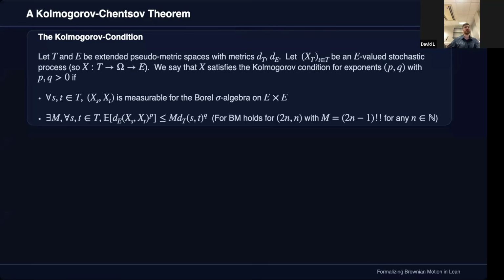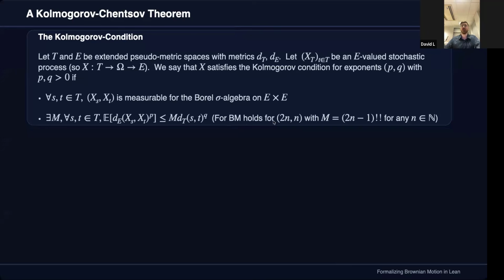And the second condition we need is this Kolmogorov condition, which says that there exists some constant m, such that for any s and t, we have that the expected value of this distance of Xs, Xt to the p is bounded by m times d(s,t) to the q. So what this says intuitively is that the expected distance between X at time s and X at time t is controlled by the distance of s and t. Now there's a p and a q which tell you precisely how that control happens, and an m, but that's the rough idea, right?